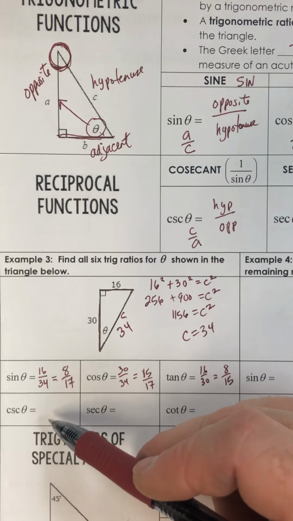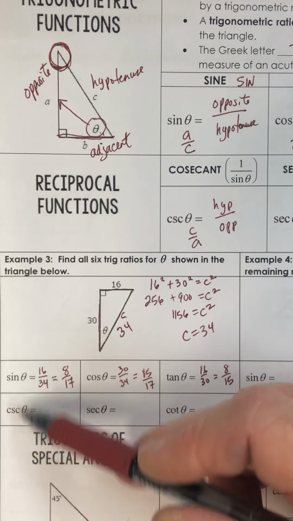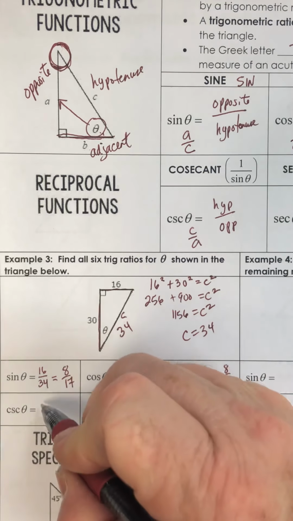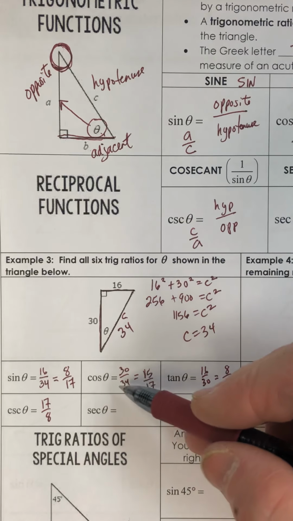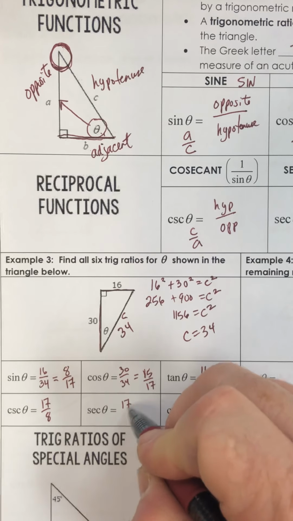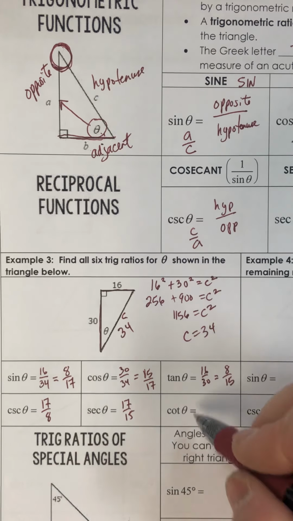Now the cosecant is the reciprocal of the sine, so you just flip it: 17 over 8. The secant is the reciprocal of the cosine, so just take the reduced fraction and flip it.